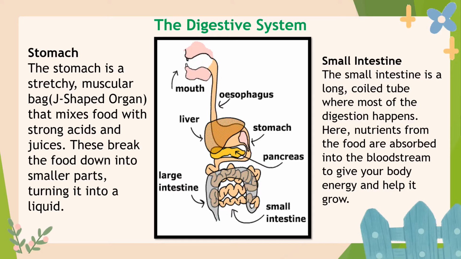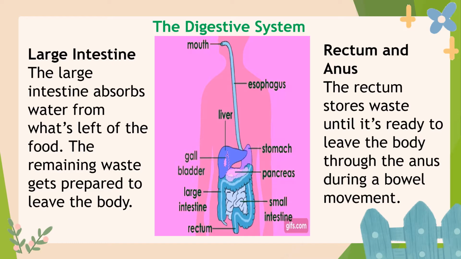After the stomach, the food moves into the small intestine, where most of the nutrients get absorbed into the body. The small intestine is like a sponge that soaks up all the good stuff from the food. Finally, whatever your body doesn't need goes to the large intestine, where water is absorbed and the rest is prepared to leave the body as waste. The rectum stores waste until it's ready to leave the body through the anus during a bowel movement.